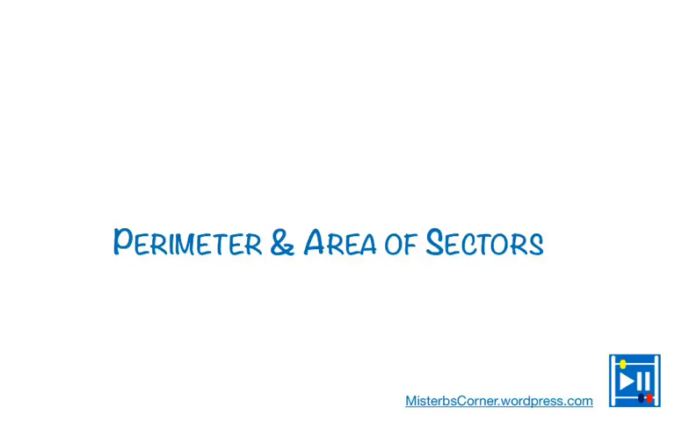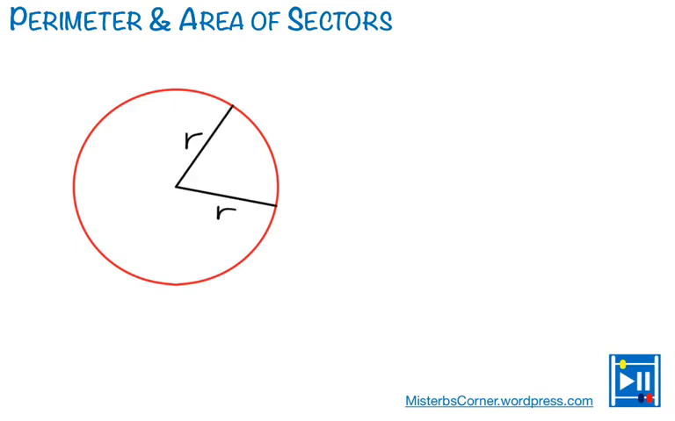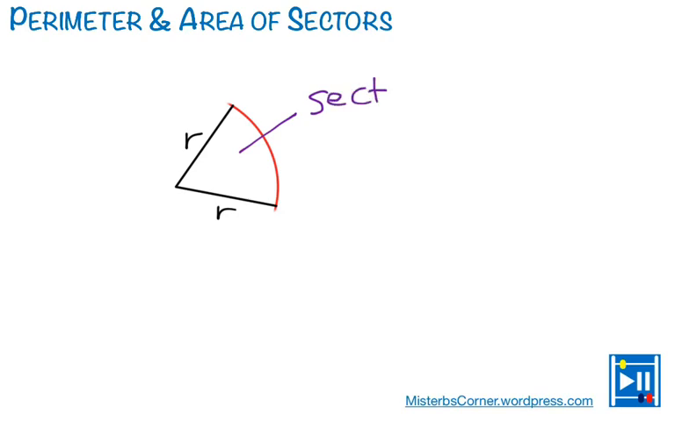Hi, in this video we are going to work on the perimeter and the area of sectors. So basically a sector is a fraction of a circle, like a slice of a pizza. So if I get rid of this bit of the circle, I have a pizza slice, right? So this is called the sector. Okay, so it's a fraction of a circle.